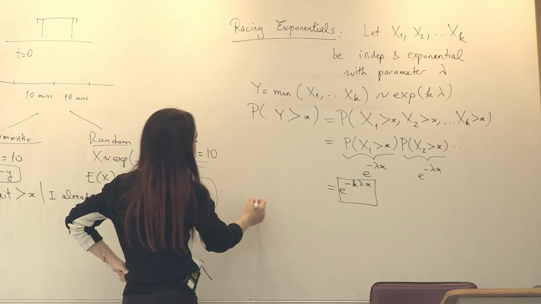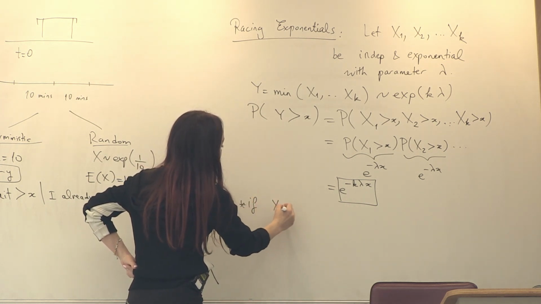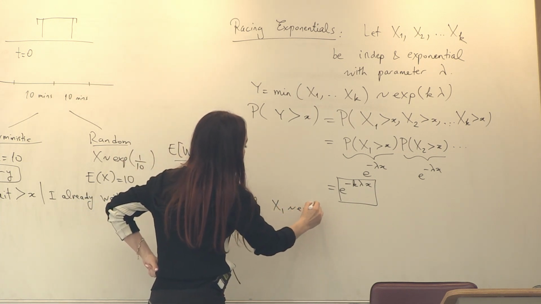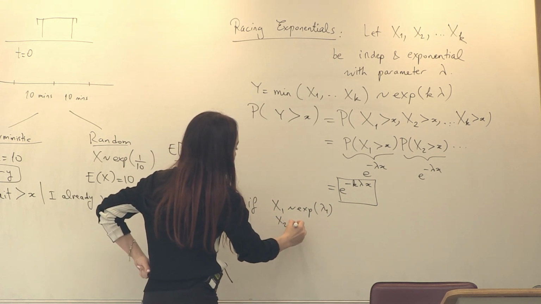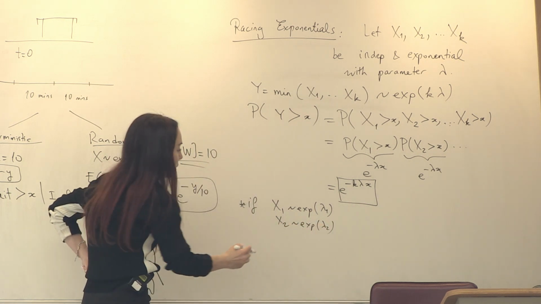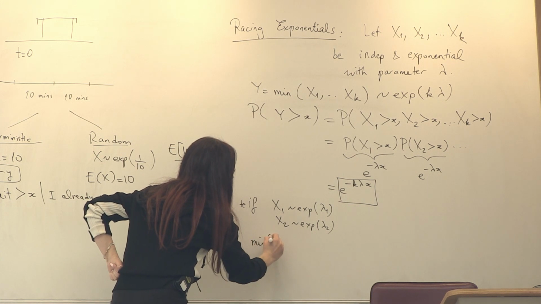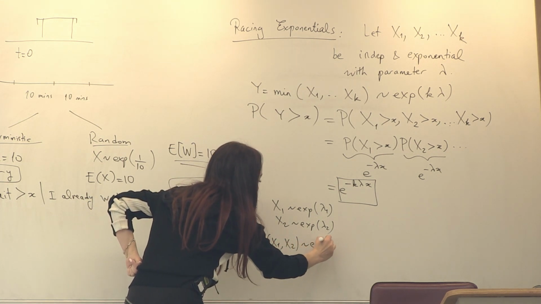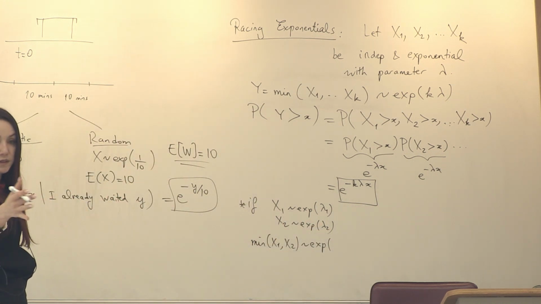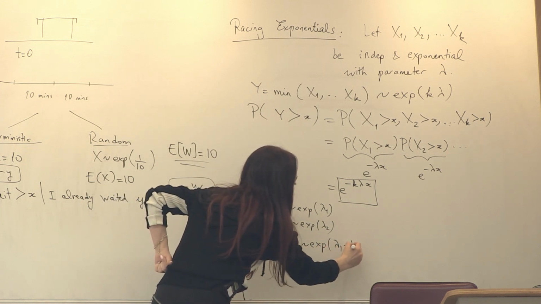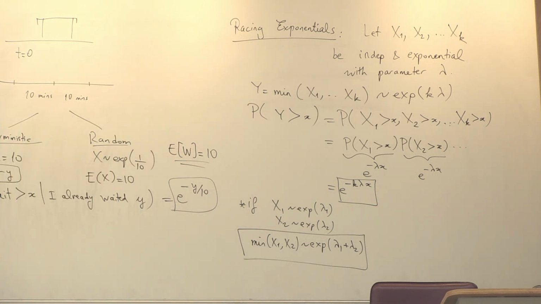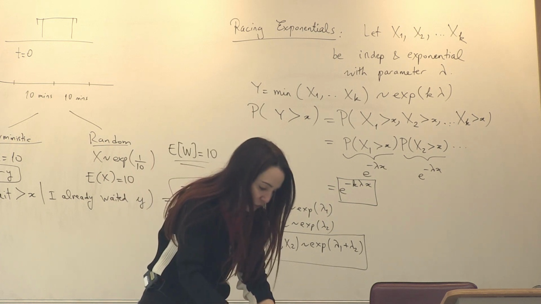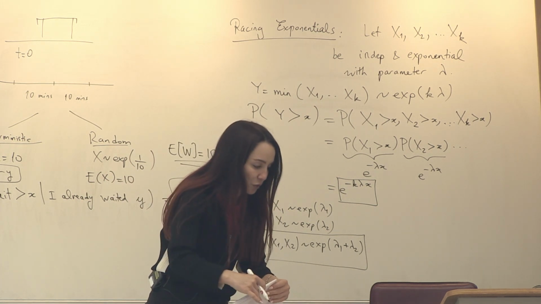In general, if x1 is exponential with parameter lambda 1, x2 is exponential with parameter lambda 2, then the minimum of x1 and x2 is exponential with parameter what? By this argument, the sum, lambda 1 plus lambda 2. So when two exponentials race, the winner is an exponential with rate being the sum of the two rates. Let's apply this to a queuing scenario at a service facility.